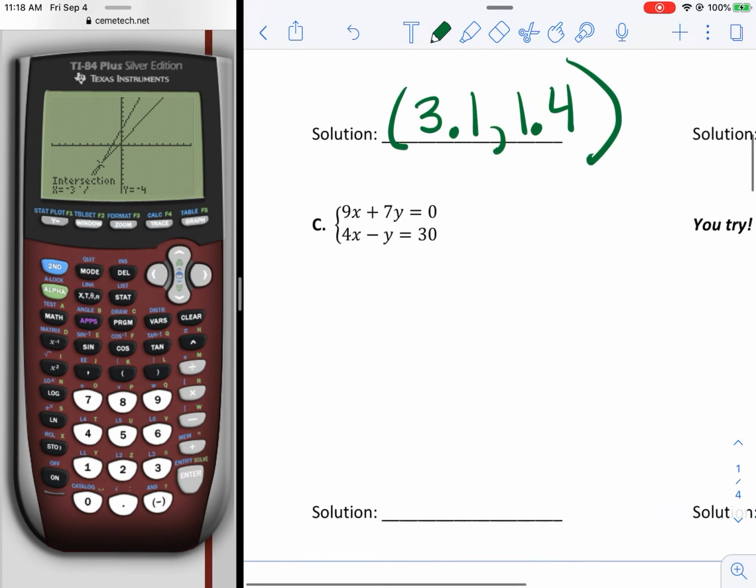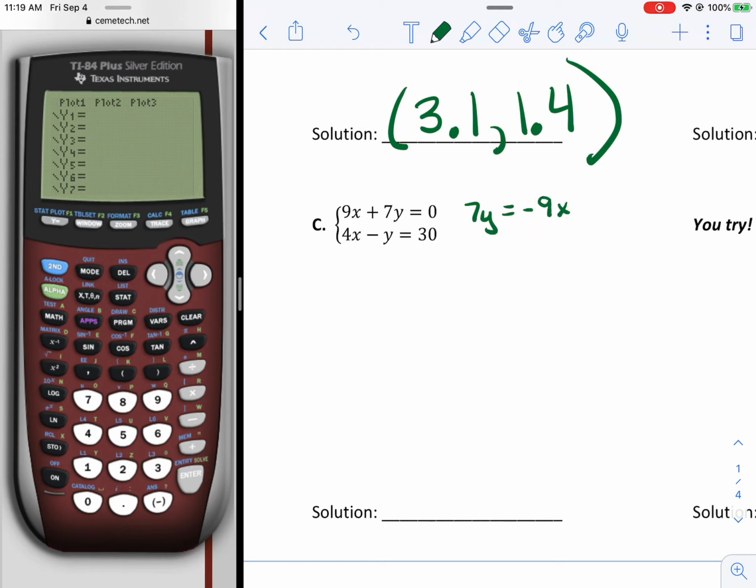Okay, now the problem with part C is that neither one of those equations is solved for y, and the only way we can use our calculator is if we have our equations in y equals form. So for the first equation, I'm going to start by moving the 9x to the other side. So I get 7y equals -9x. And then I'm going to divide both sides by 7.